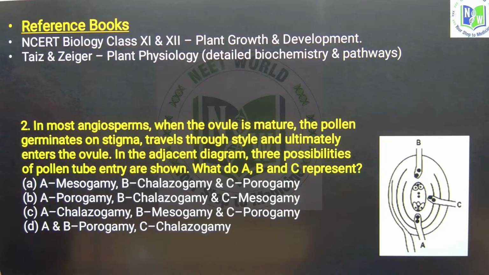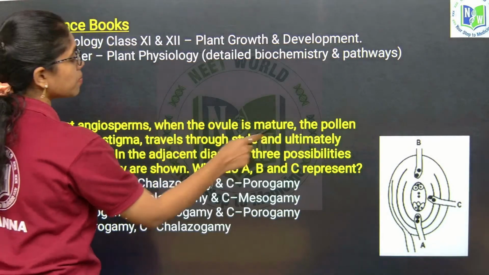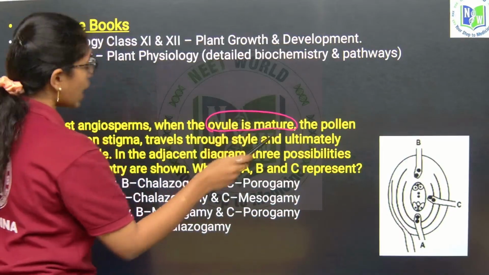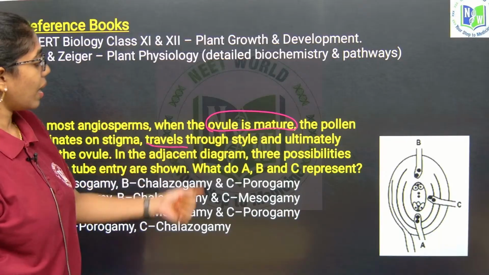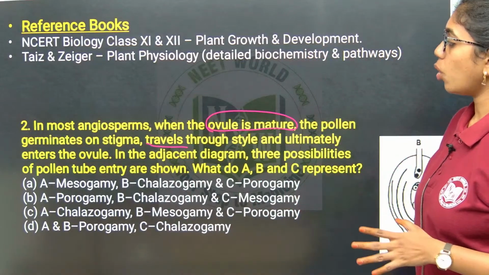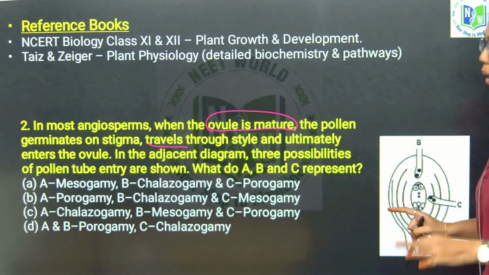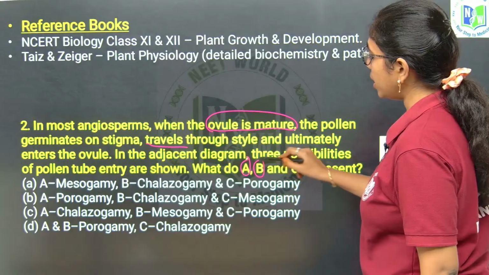Now, the second question. In most angiosperms, when the ovule is mature, the pollen germinates on the stigma, travels all across the style and ultimately enters the ovule. In the adjacent diagram, 3 possibilities of pollen tube entry are shown, which are A, B and C.